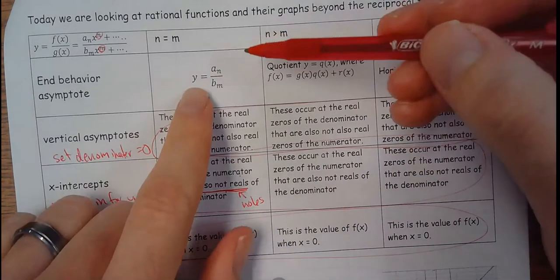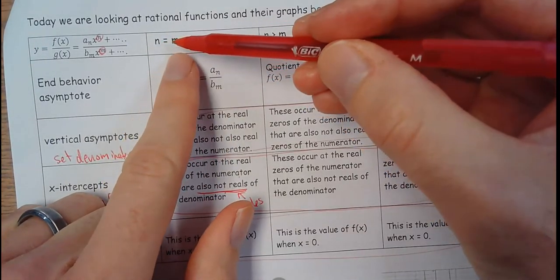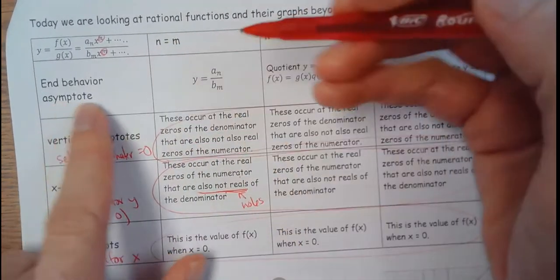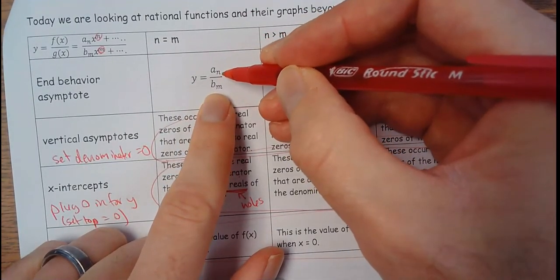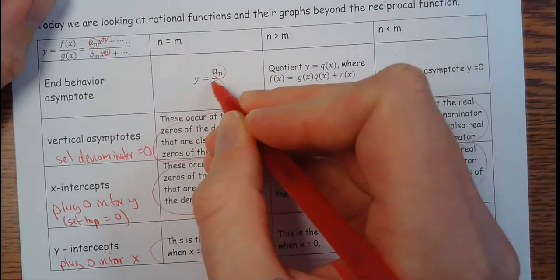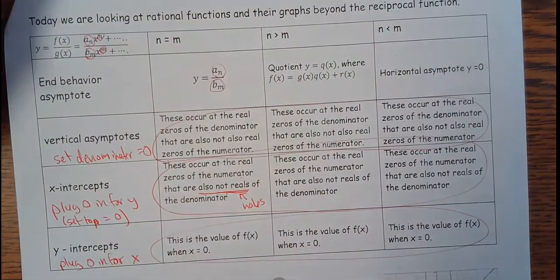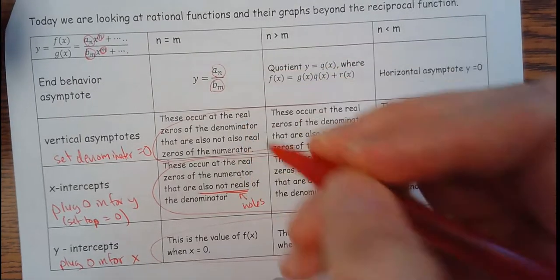Okay, now, up here, when n equals m, then the end behavior for this is going to be, you're going to look at the coefficients of these guys. So a sub n is the coefficient, and b sub m is the coefficient. We're going to look at the coefficients there, and it says a ratio. So sometimes this will be a whole number, sometimes this will be a fraction.